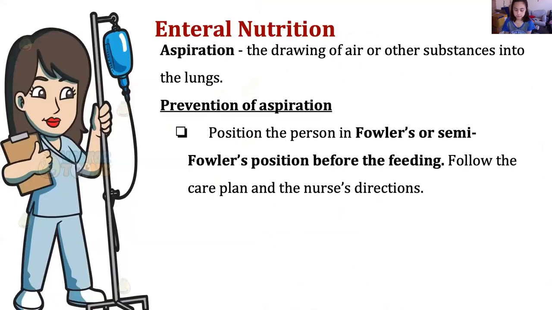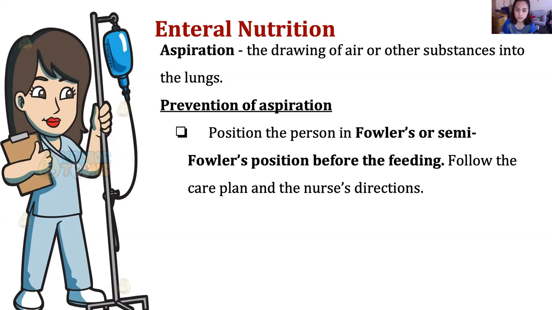So this is what we are preventing from happening: aspiration. Aspiration is the drawing of air or other substances into the lungs. The first two, nasogastric and nasointestinal, are the enteral nutrition types with a higher risk for aspiration. So how do we prevent aspiration? We are not giving harm to our patient; we are preventing this harm from happening. What are the ways we can prevent aspiration in our patient?